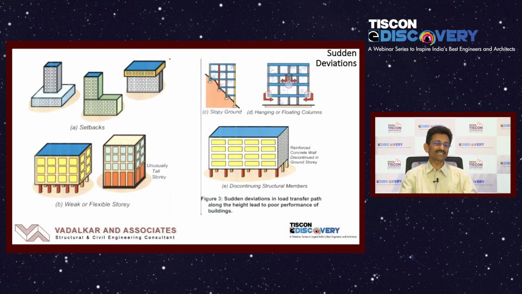These are some of the other pictures of setbacks. You have a lot of setbacks in the building, where suddenly the building is reducing, or you have a system like this. When podiums are there, you have this type of shape, where the tower just goes up, otherwise the base has bigger dimensions. Or you have the weak story or flexible story at the ground level. As I said, you have parking lots at the ground level, so the building becomes very weak at that location. So this again creates problems during earthquake events.